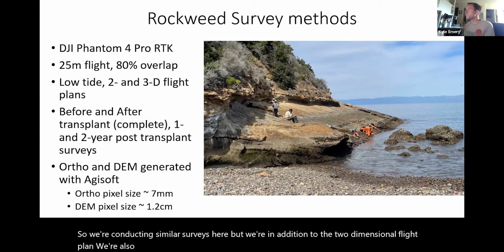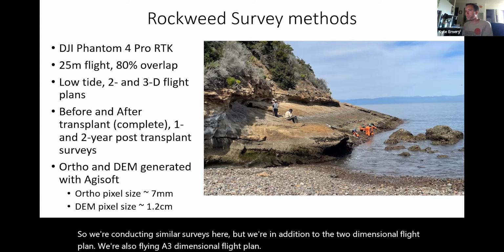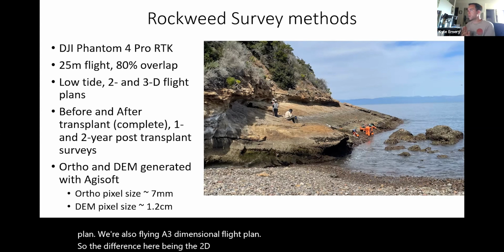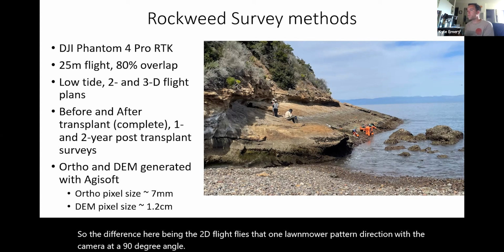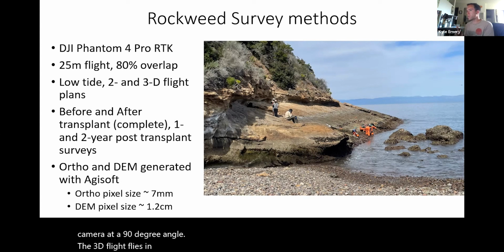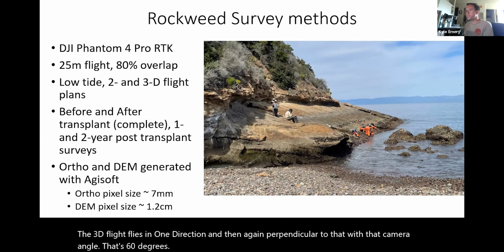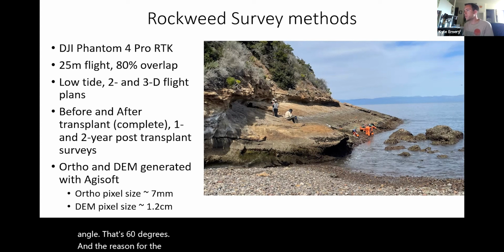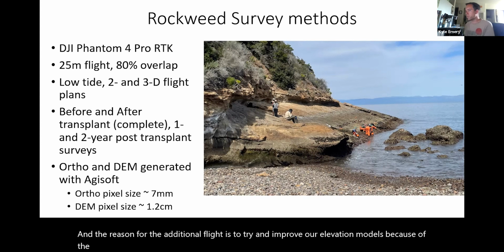So we're conducting similar surveys here, but in addition to the two-dimensional flight plan, we're also flying a three-dimensional flight plan. So the difference here being the 2D flight flies in that one lawnmower pattern direction with the camera at a 90-degree angle. The 3D flight flies in one direction, and then again, perpendicular to that with that camera angled at 60 degrees. And the reason for the additional flight is to try and improve our elevation models because of the greater complexity of the rocky intertidal.